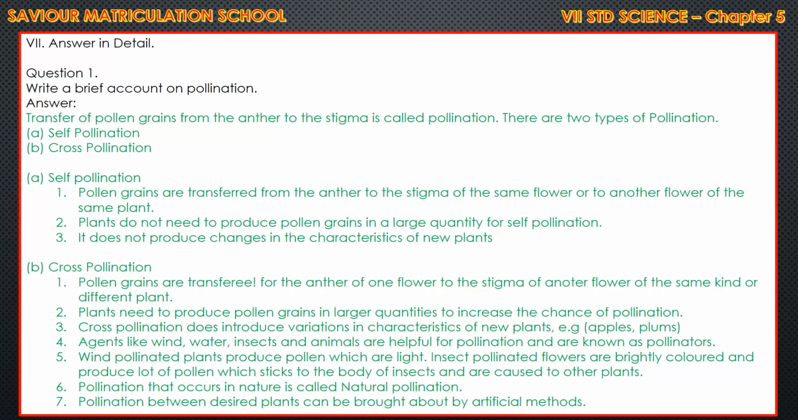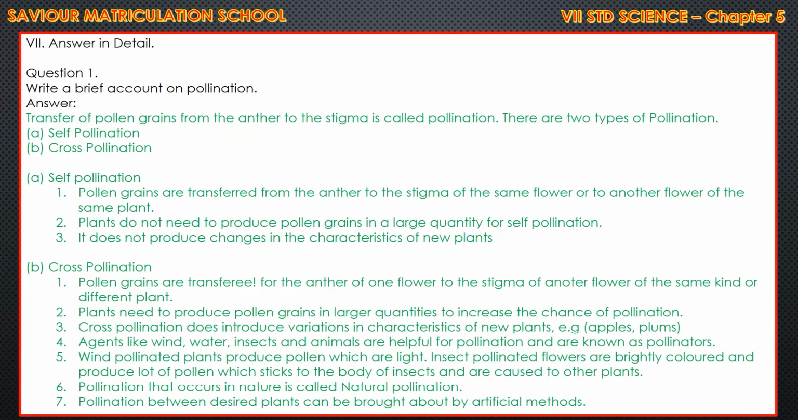Now first we will see self-pollination, children. A. Self-pollination. Pollen grains are transferred from the anther to the stigma of the same flower or to another flower of the same plant. Plants do not need to produce pollen grains in large quantity for self-pollination. It does not produce changes in the characteristics of new plants.